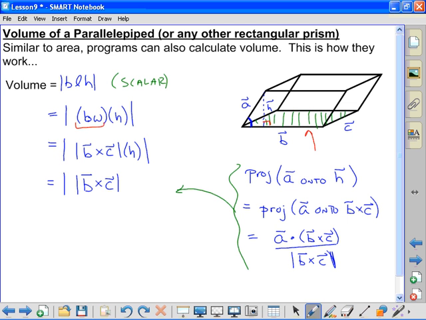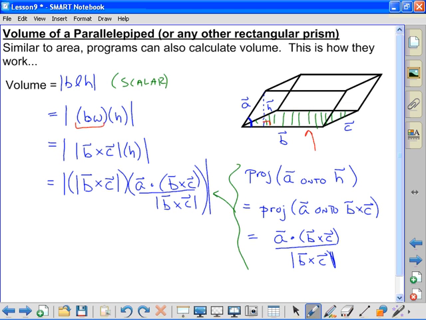So we use that to substitute into the formula. That means we're going to have, and we'll leave this in brackets, and then in brackets here, we'll do A vector dot B cross C divided by the magnitude of B cross C, and it's all a magnitude.